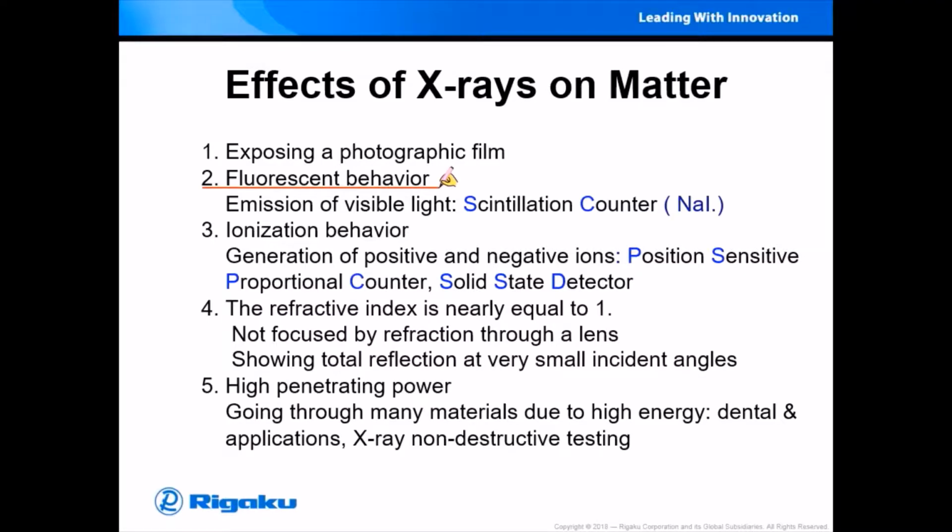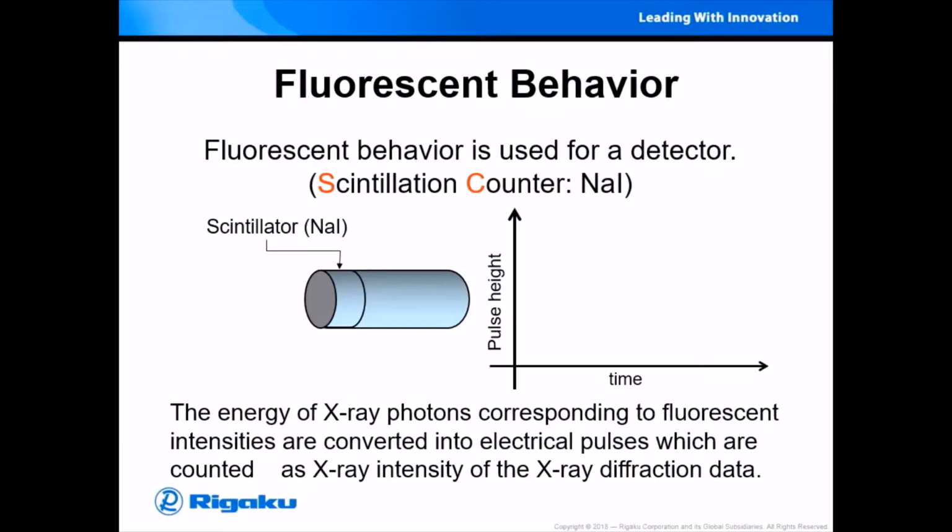The next property is fluorescent behavior. X-rays produce fluorescence when they strike particular substances such as zinc sulfide, cadmium sulfide, sodium iodide and others. This property is used to detect X-rays in an X-ray diffractometer. The typical detector using fluorescent behavior is a scintillation counter.